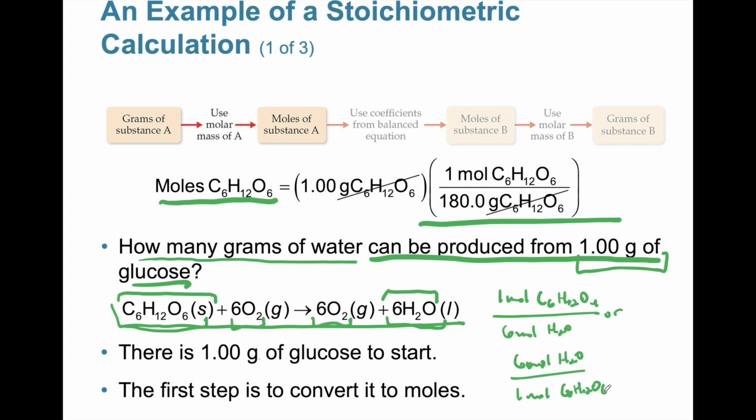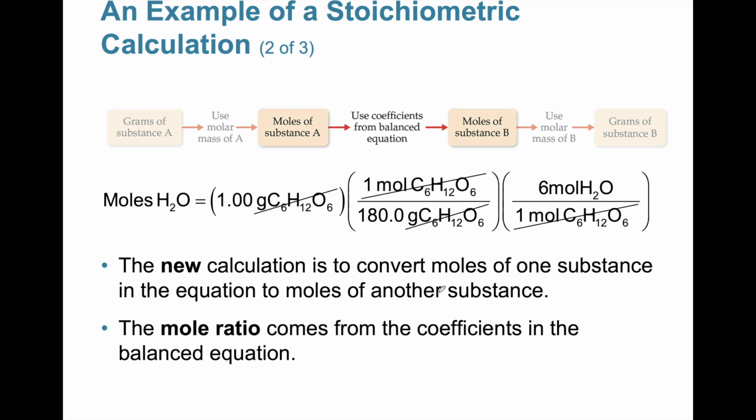And so just remember, this is what I'm talking about when I say molar ratio. And you won't know this molar ratio unless you have a balanced chemical equation, right? I got the 1 mole of glucose and the 6 moles of water from the balanced chemical equation. So that's very important. So let's go through and work this thing out, okay?